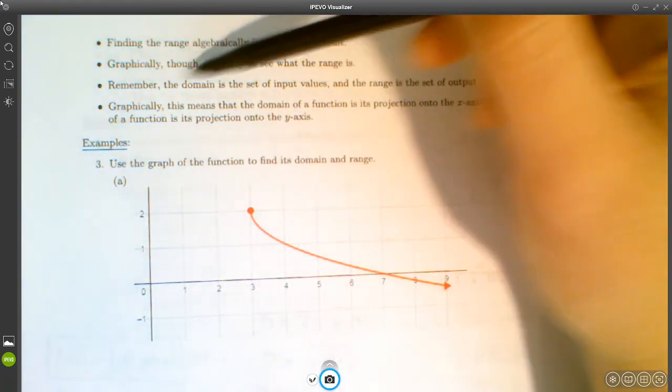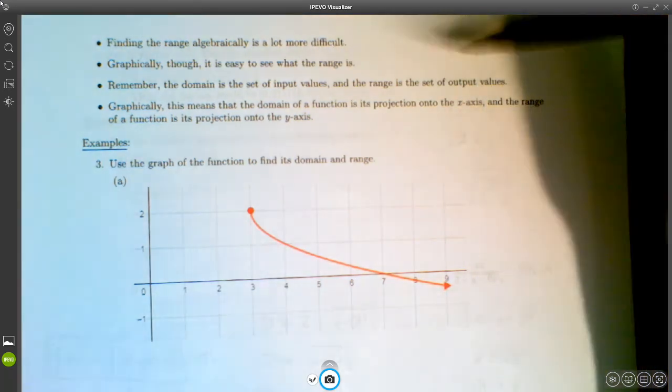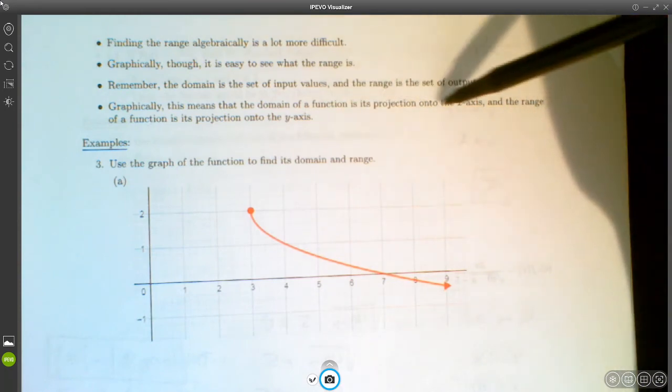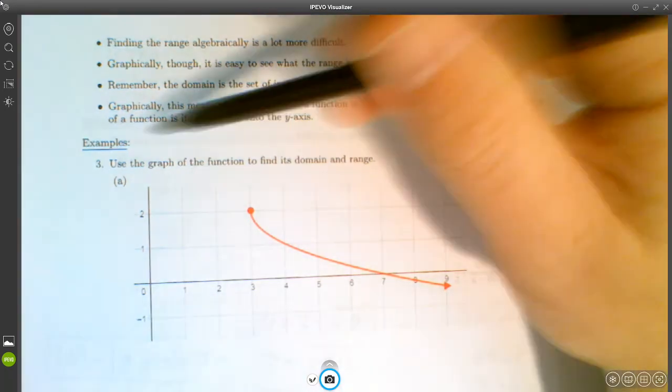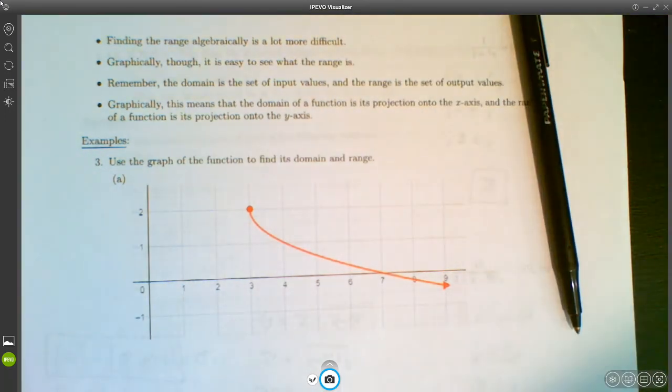Okay, so just remember, the domain is the set of input values, the range is the set of output values. So graphically, this means that the domain of a function is its projection onto the x-axis, and the range of a function is its projection onto the y-axis. So I'll show you what I mean by this.